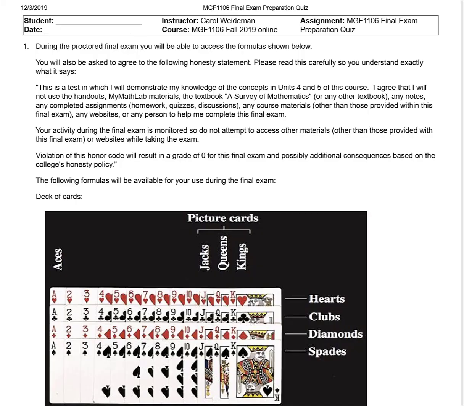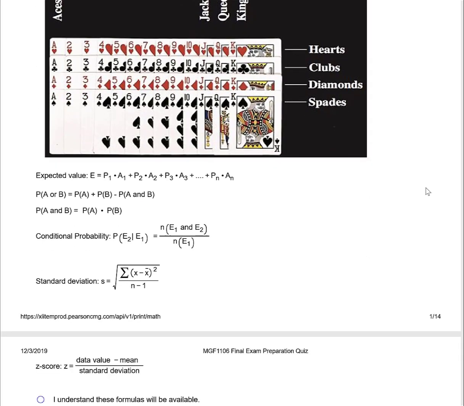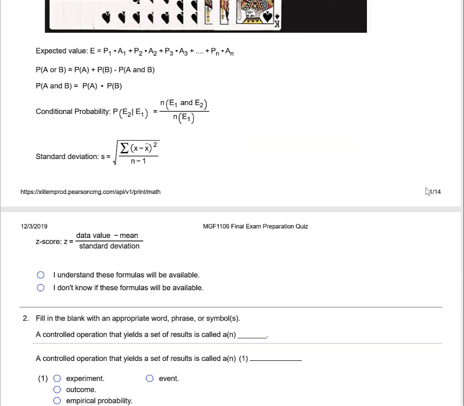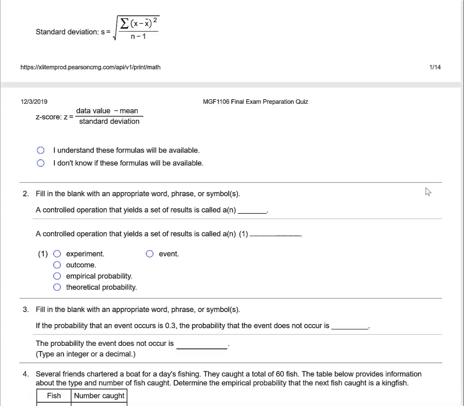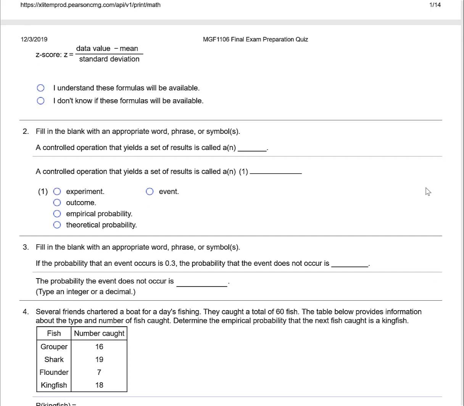In this video, I'm going to go over a copy of the final exam preparation quiz. The first question on the quiz is the same question that you're going to see on the actual final exam, and it's the honesty statement for the exam. So make sure you understand that you can't access any other materials during the exam other than the materials provided within the exam. And these formulas shown here will be available on the actual final exam. All right, let's go through the questions now.